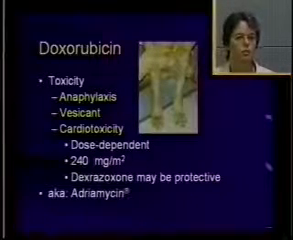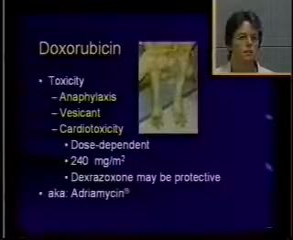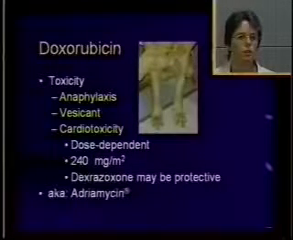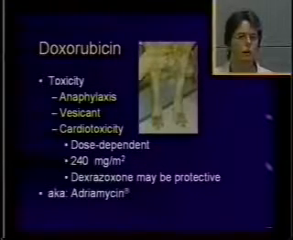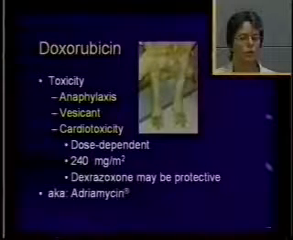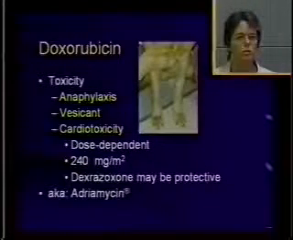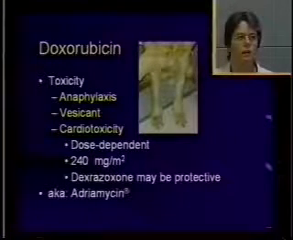It is also known to cause a dose-dependent cardiotoxicity. You can actually see cardiotoxicity. You'll see a range of cumulative doses anywhere from 180 to 240 milligrams per meter squared. We tend to be relatively cautious at the University of Florida with our use of doxorubicin, so we usually don't go over 180 milligrams per meter squared.